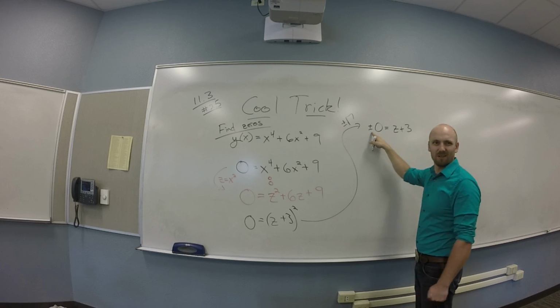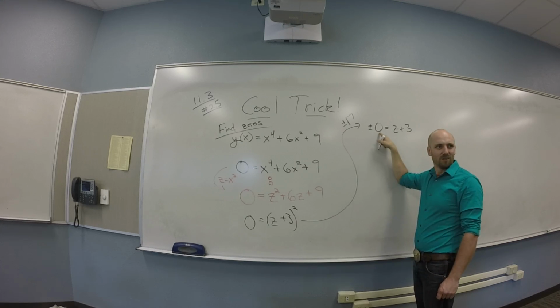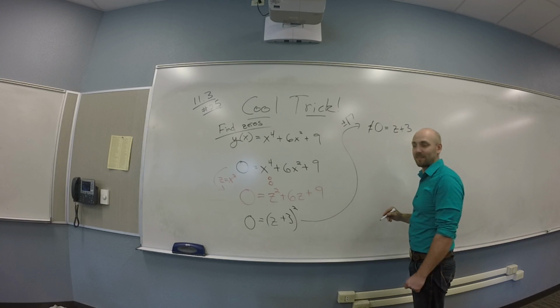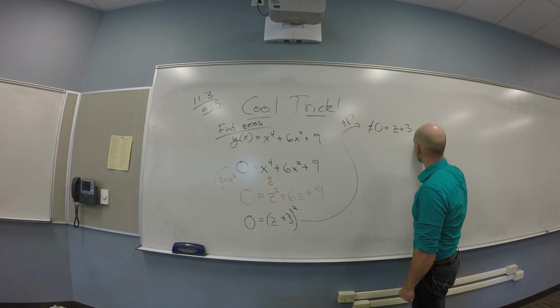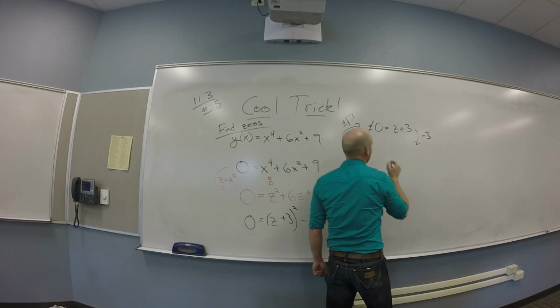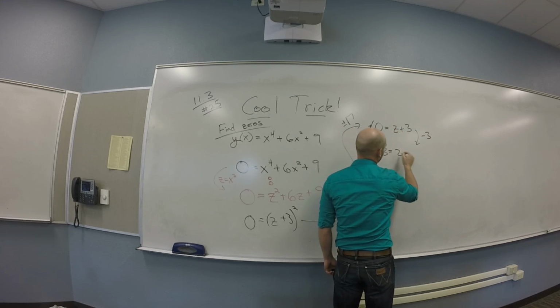Plus or minus 0? It's just 0. Plus or minus 0 is still 0, right? So you don't really need that part. So you got 0 is z plus 3. So then what do you do? Subtract 3, hopefully. You subtract 3. So you figure out negative 3 is z, right?